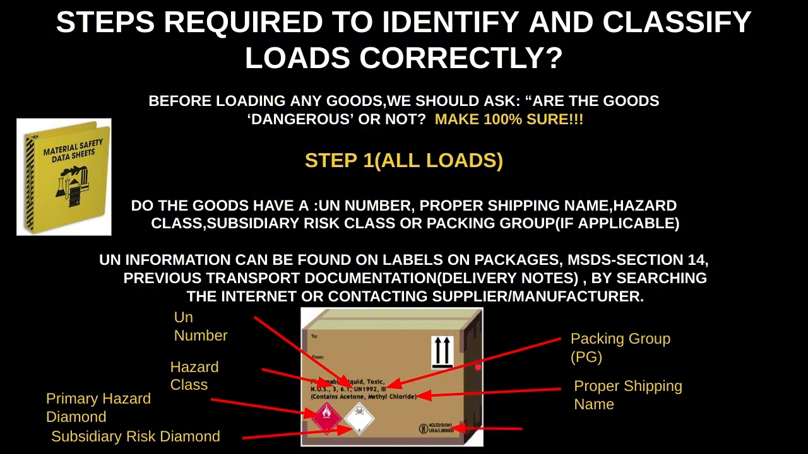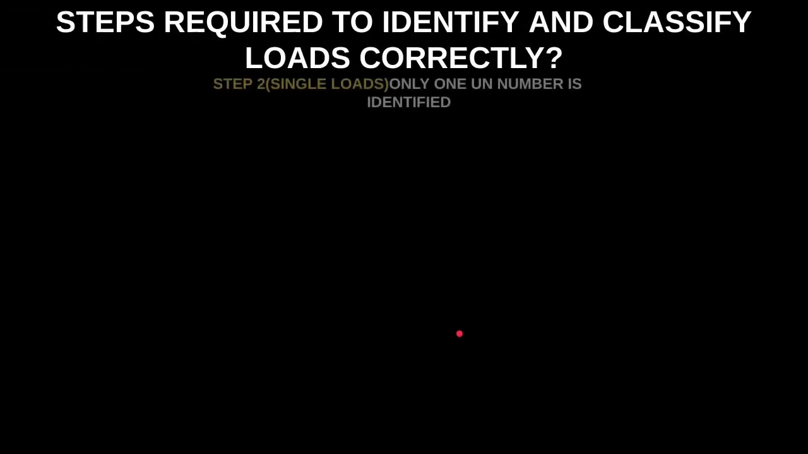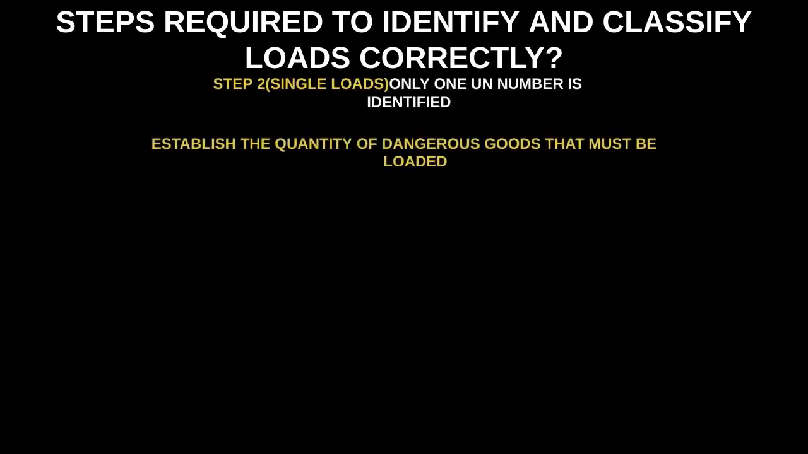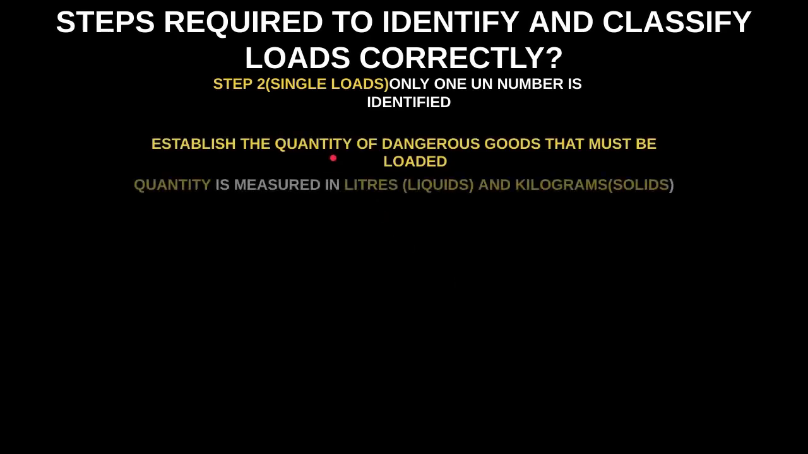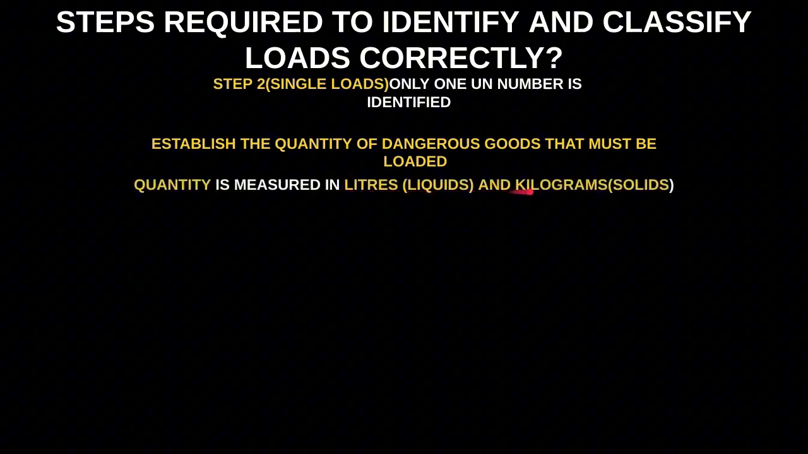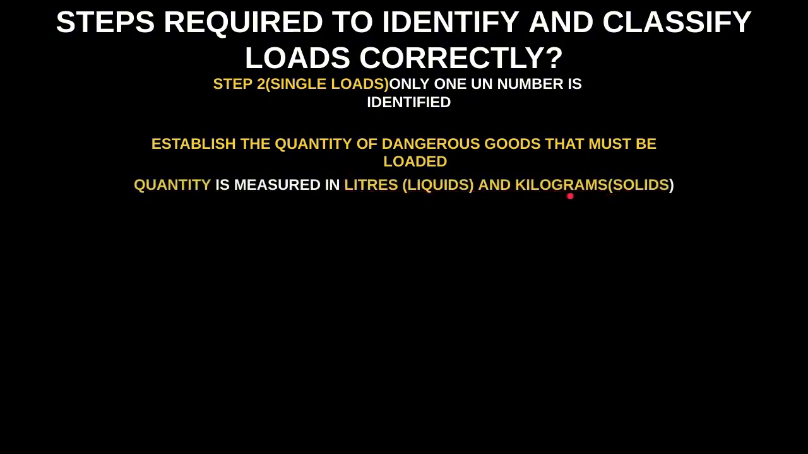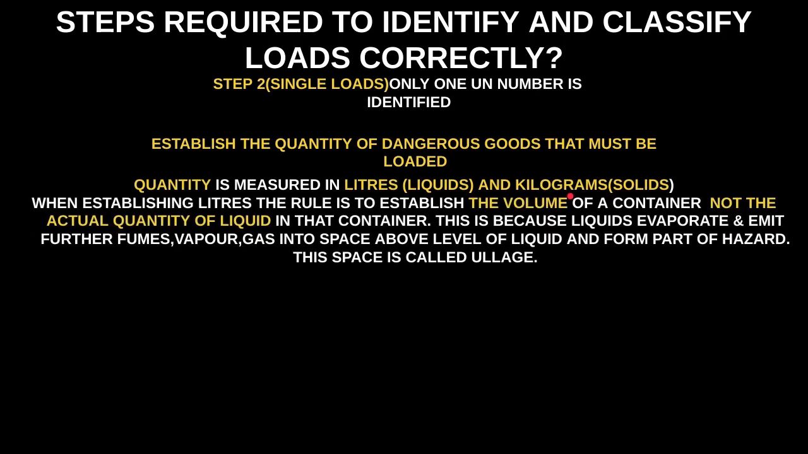Step 2. Measuring the quantity of dangerous goods, single loads. When only one UN number is identified, we proceed by establishing the quantity of dangerous goods to be loaded. Please remember, liquids are always measured in liters. Solids are always measured in kilograms. Please note, the measurement is based on the container's full volume and not the actual quantity of contents. This is because liquids can evaporate, emitting fumes, vapor, or gases, which add to the hazard.